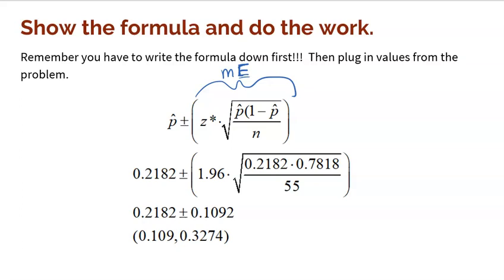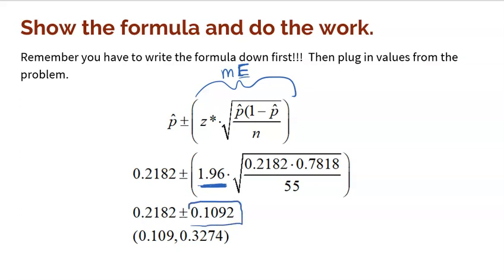So our p-hat was 0.2182. We're going to go up or down. We're going to find our margin of error. Margin of error is the z star that we found earlier, 1.96, times the standard error, which is taking the p-hat, 0.2182, times the opposite of p-hat, which is 0.7818, and dividing that by the sample size of 55. Now, again, you could use your calculator and just dump all that in at once. Just type 1.96 times the square root of 0.2182 times 0.7818 divided by 55. Just make sure that whole back part is in parentheses, and you get the margin of error.